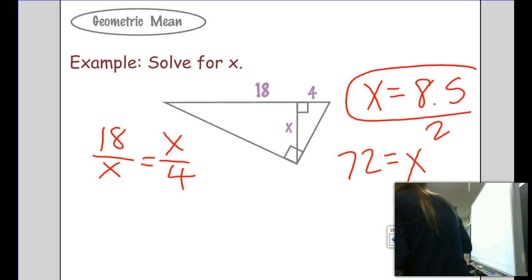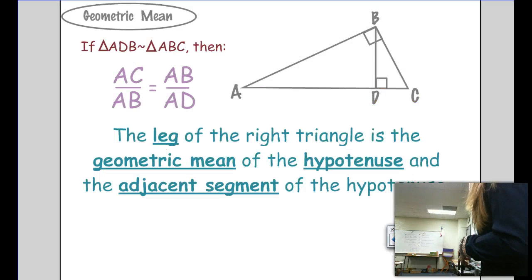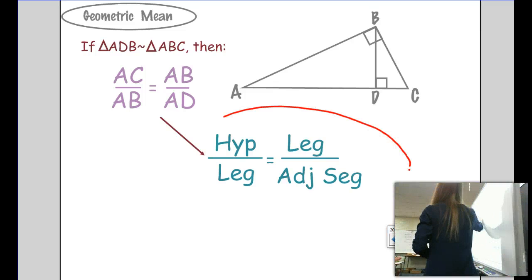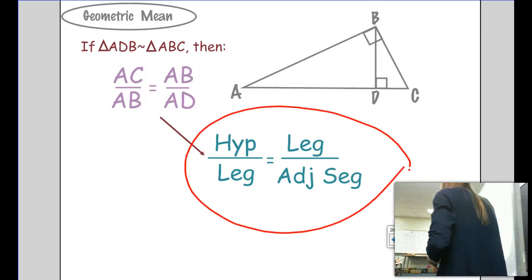Okay, I only have one more thing to teach you. Do we have time? Yes, we do. This is what you need. This is your other proportion. There's only two proportions. This is your other proportion.